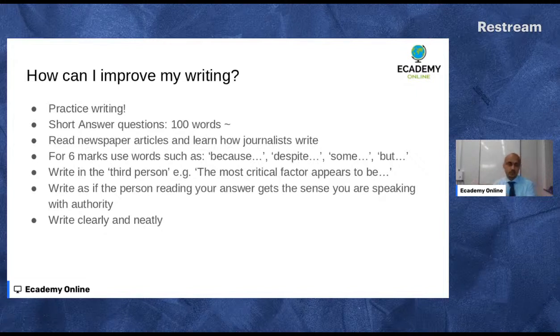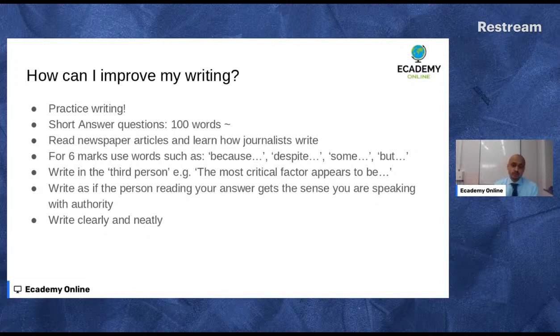Take out a paragraph that you've read and think about, well, how have they structured this? What words have they used, right? Typically, you'll find for 6-mark questions, words such as because, despite, some, but, you'll find them in those journalistic articles that are being published every single day, okay? And all you have to do is try to replicate that. And again, practice is what's going to help you to do that.